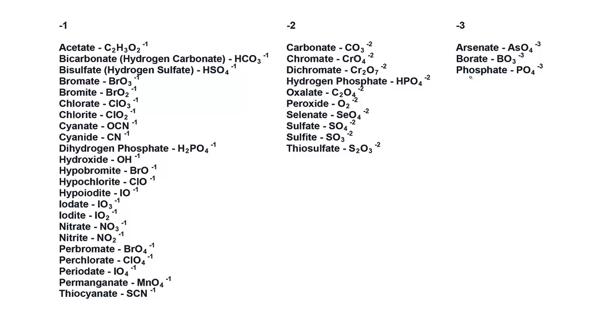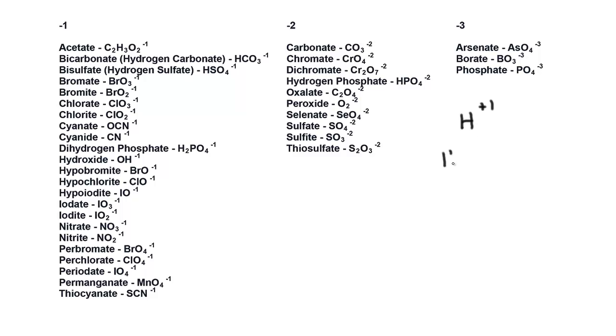Okay, and let's start over here with phosphate. Phosphate is PO4 and it has a -3 charge. Now, yesterday you may have remembered that hydrogen has a +1 charge. Hydrogen is a +1 charge when we studied the monatomic ions. And so what happens if I take a +1 and mix it with a -3?